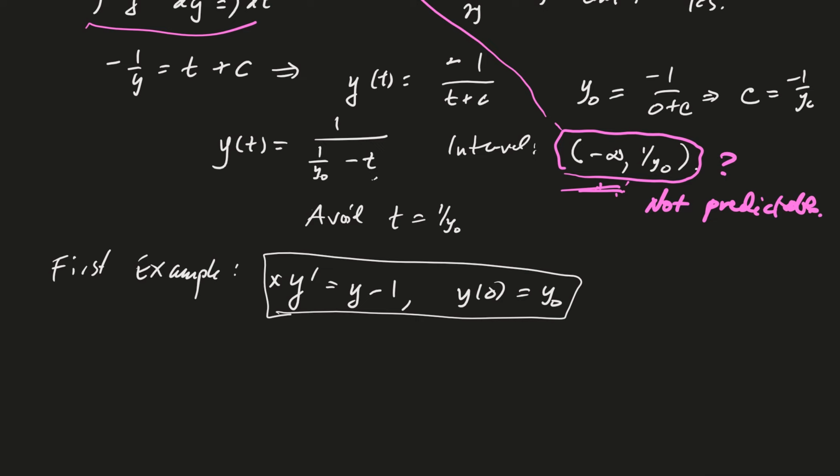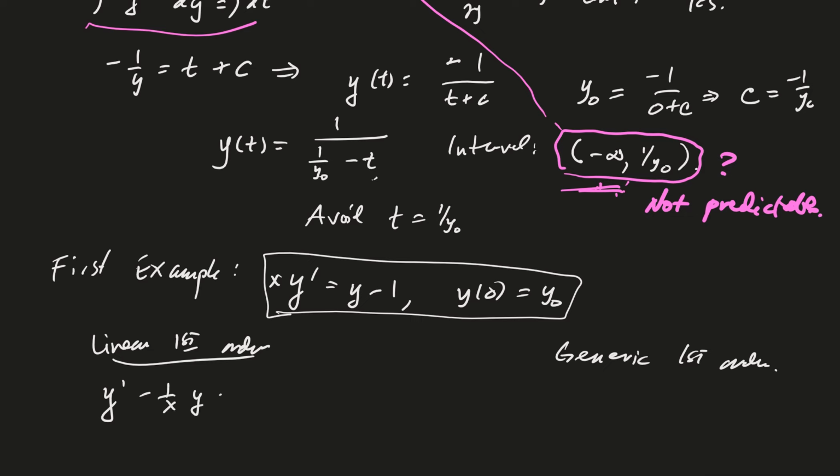And so you could treat this in two different ways. So let's treat it as a linear first order, and then we'll treat it as a generic first order. Okay, so linear first order, we would divide by x, and then we would have y prime minus 1 over x times y is equal to minus 1 over x. And of course you see here, right, that x equals 0 should not be in our domain.